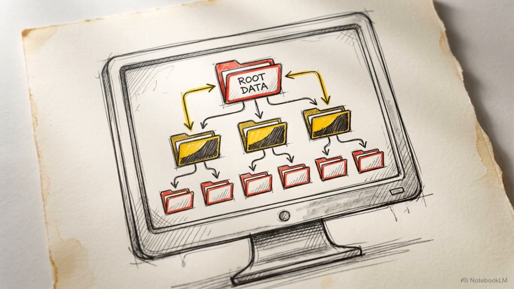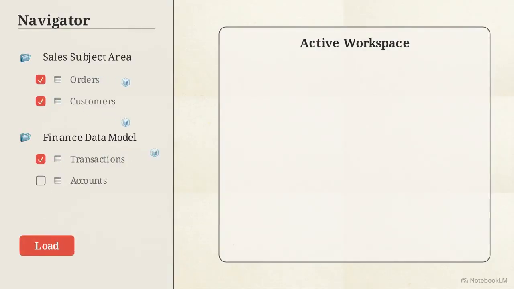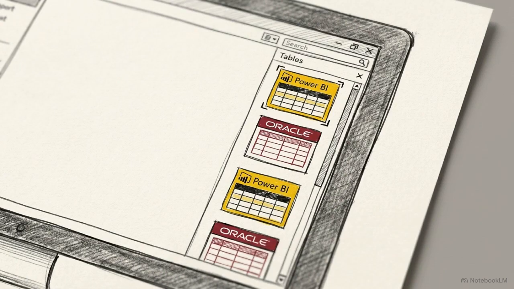After the connection is verified, the interface will update to show the available data structures. The Power BI Navigator window will now display a tree view of your Oracle Analytics subject areas and data models. Simply select the tables you need for your report and hit Load to bring that metadata into your active workspace. You can confirm the integration was successful by looking at the Fields pane on the right side of your screen. Your selected tables should now be listed there.